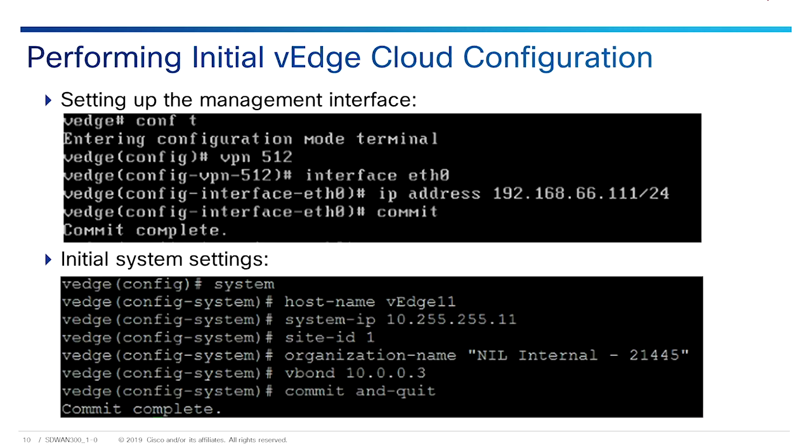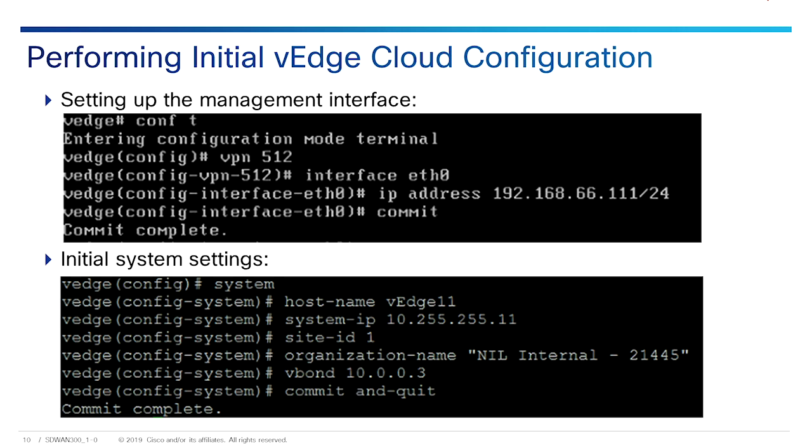Okay? And then on the device, what we do is we'll console into it, because we won't be able to SSH anything yet because we don't have any IP address. So we're going to create our management VPN, VPN 512. We're going to assign an interface to it, the same one that we did previously in the VMware page, and then assign an IP address to it. Okay? Then we're going to config system and do the system parameters. Give it a host name, a system ID, a site ID, which is critical, especially if you have multiple edge devices in the same site, they must have the same site ID.